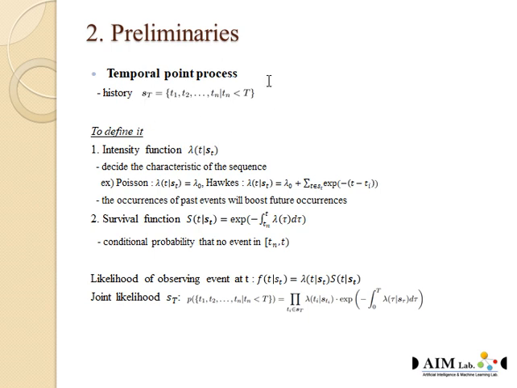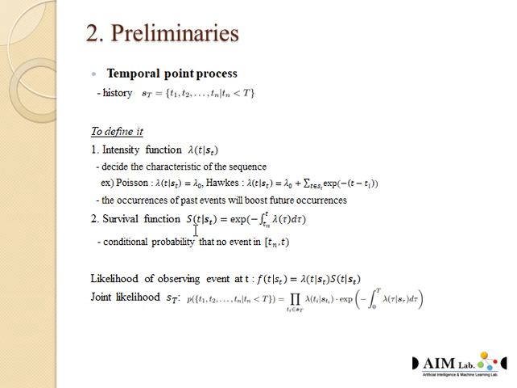To define this procedure, we use two concepts. First, the intensity function and the survival function, and the survival function is from the intensity function. I will cover this first. It decides the characteristic of the sequence. In a Poisson process, lambda is constant, lambda 0. Hawkes process is lambda 0 plus some exponential of the time interval, so the occurrence of past events will boost future occurrences.